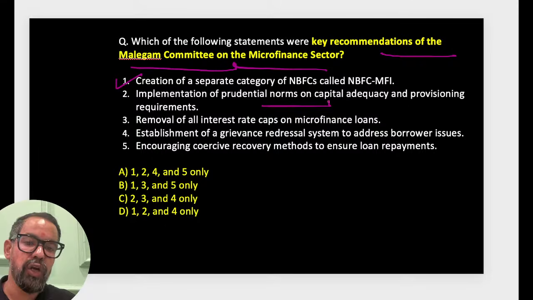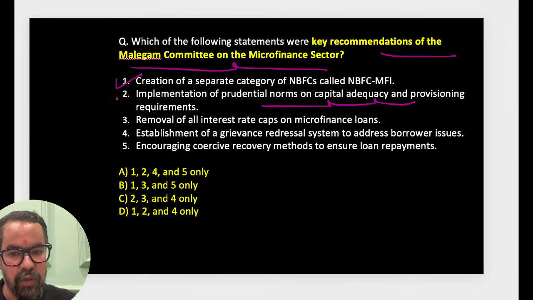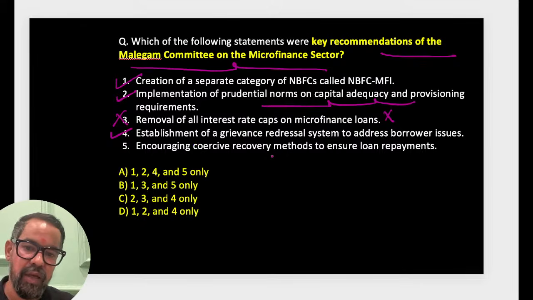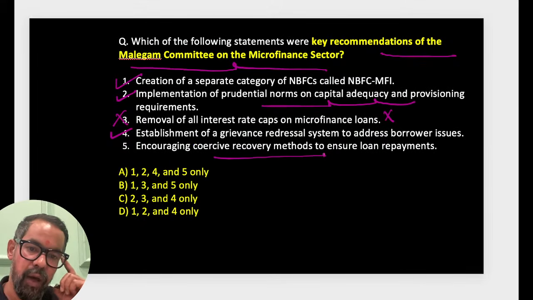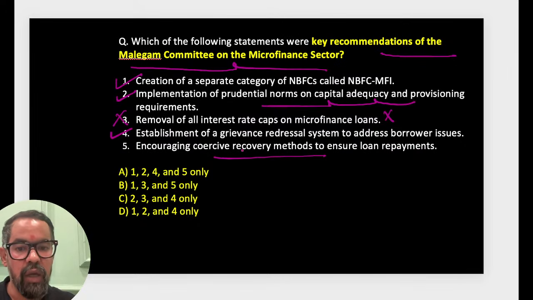Implementation of prudential norms and capital adequacy and provisioning requirements also. This is also correct. ठीक है, very good, well done. Third statement, remove of all interest rate cap. नहीं, inclusion आपका होना चाहिए था. ठीक है. Establishment of grievance redressal system. This is also true. ठीक है. The fifth statement, encouraging coercive recovery methods to ensure loan repayments आपका, that is wrong.